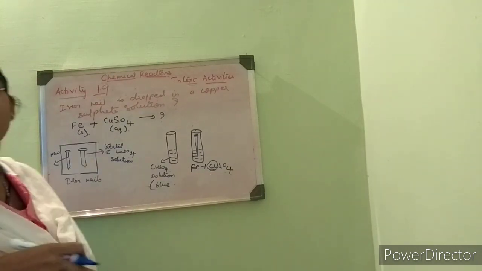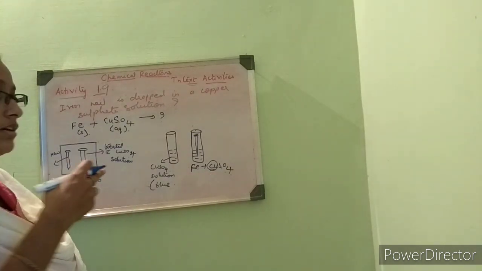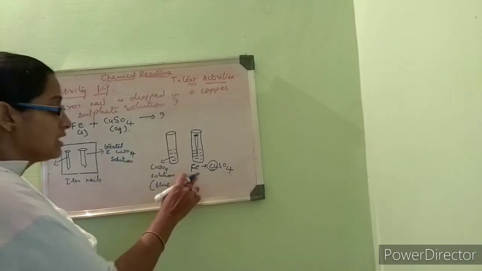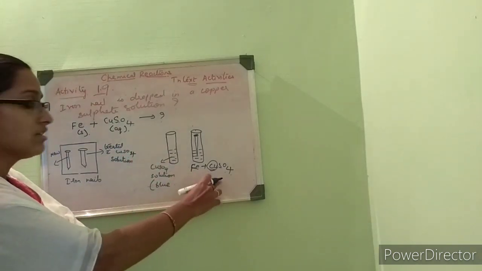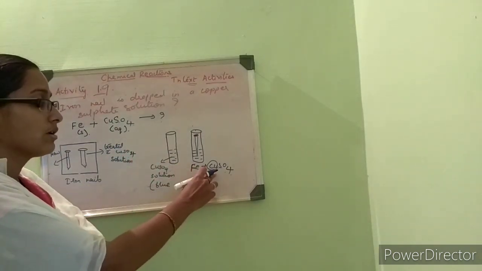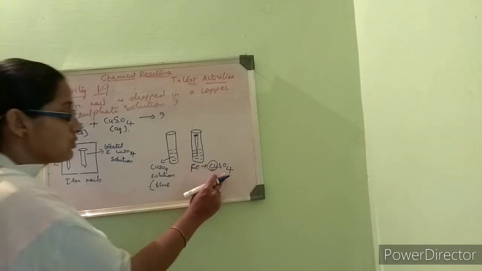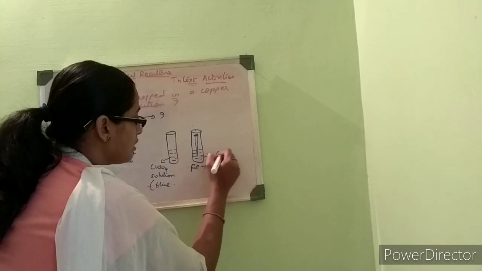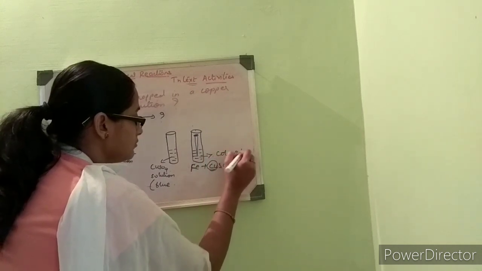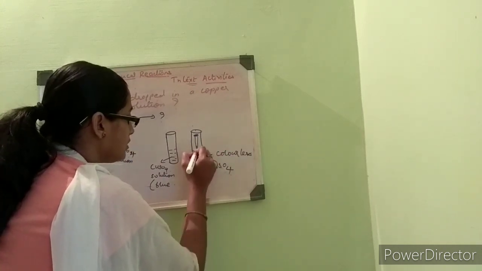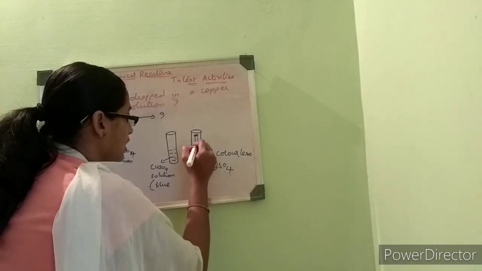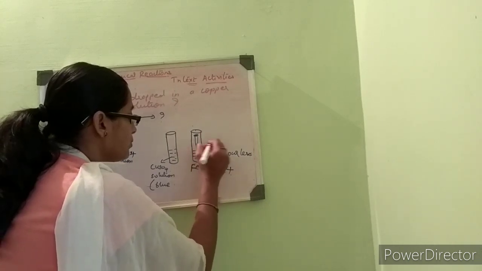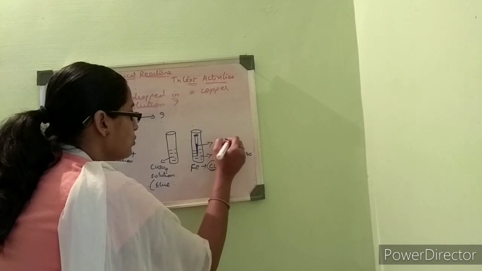If you go through the reactivity series lesson that I have taken, you can see that iron comes first and later copper. So iron displaces or replaces copper from copper sulfate solution, and you can see that the solution becomes colorless, and here the iron nail which was new, you can see that there is a brown coating.